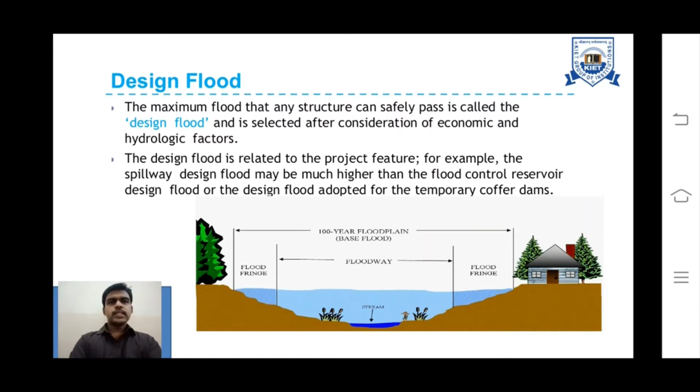Here comes the design of flood. First of all, from the point of view of the flood, we are speaking of unusual or extreme harmful effects. So for designing the flood, we have to analyze the past factor as well as the future factor and the current scenario, to see how the maximum flood any structure can safely pass. That is known as the design flood. Look at the first line. The maximum flood that any structure can safely pass is called the design flood. That means it is selected after consideration of economic as well as hydrological factors.